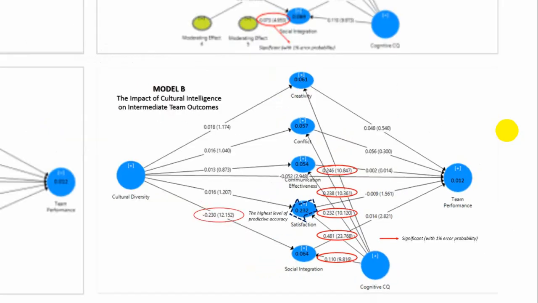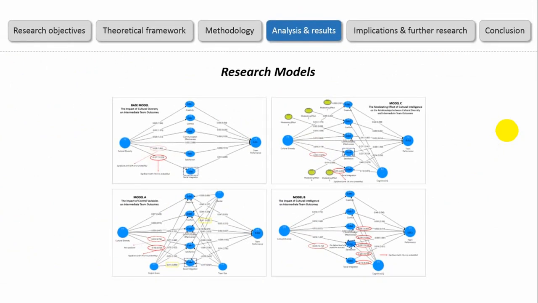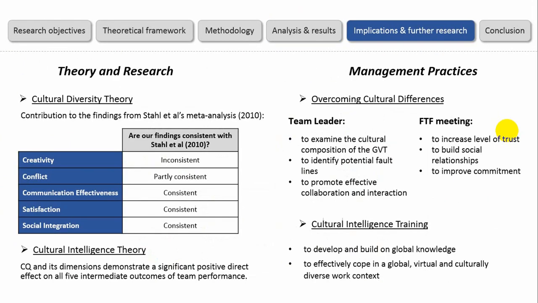That would turn us to the implications of our results, because actually the key findings of this study offer several implications for theory and for management practice. First of all, they contribute to cultural diversity theory, and especially to the results generated by Stahl et al.'s meta-analysis of cultural diversity research by confirming almost all of their findings. Further, the exploratory part of the study contributes to the CQ literature by introducing CQ and its four dimensions into the interaction model of cultural diversity and 5 intermediate outcomes of team performance.